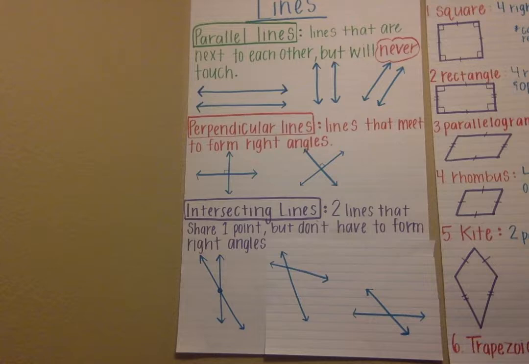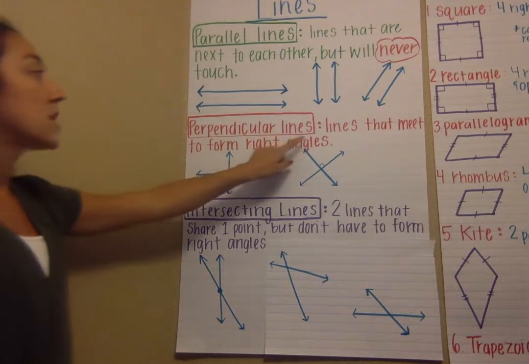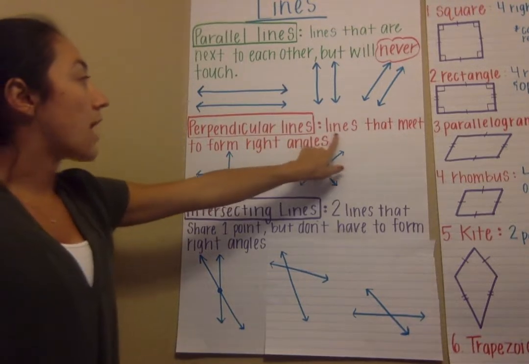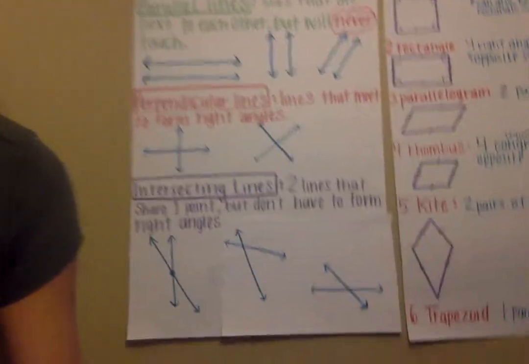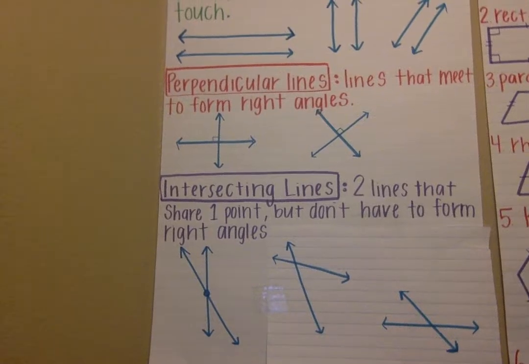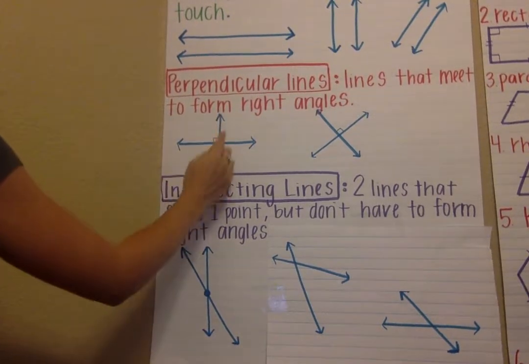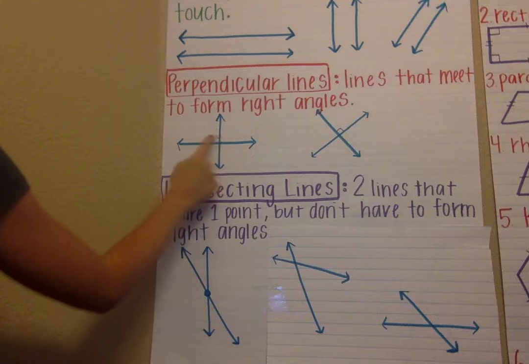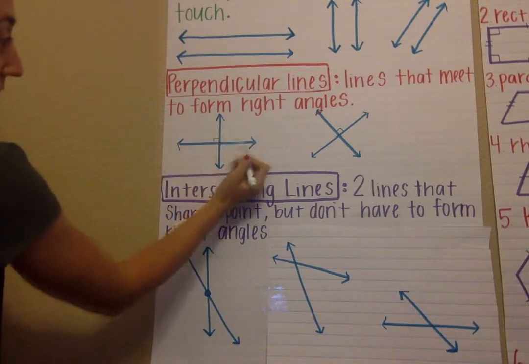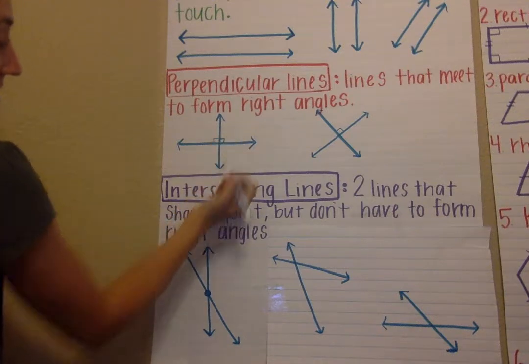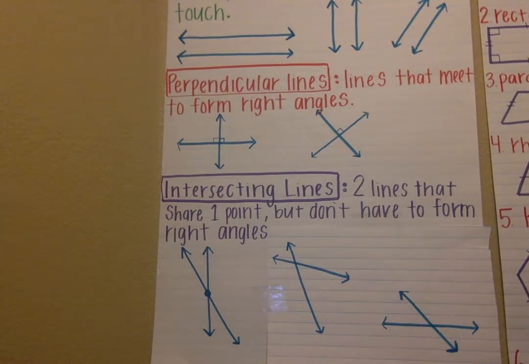The next set of lines are called perpendicular lines. So perpendicular lines are lines that meet to form right angles. I know that we haven't necessarily talked about right angles, but right angles are when your 2 lines come together to make a perfect L. So, for example, this line meets right here so that this area looks like an L. We put this little box there to represent that that's a right angle, and all of these are perfect L's.